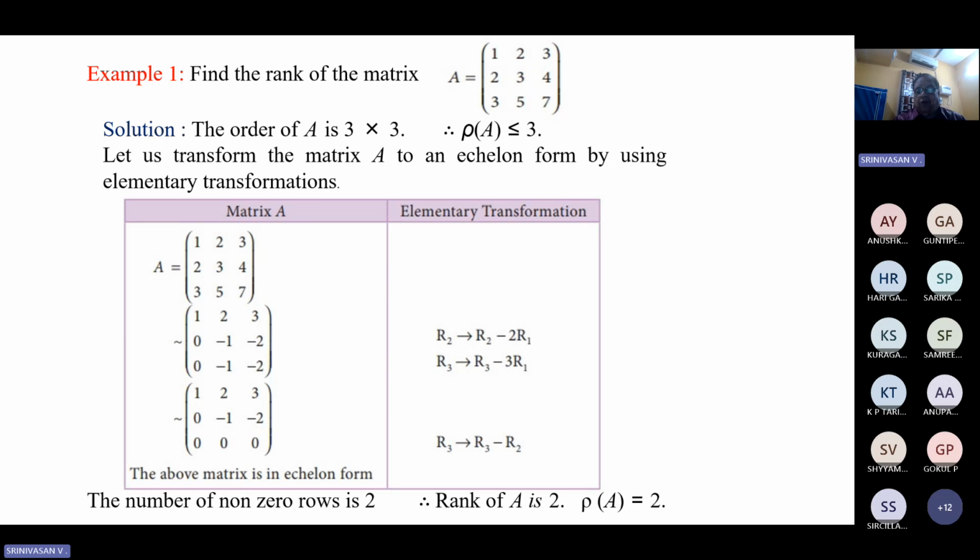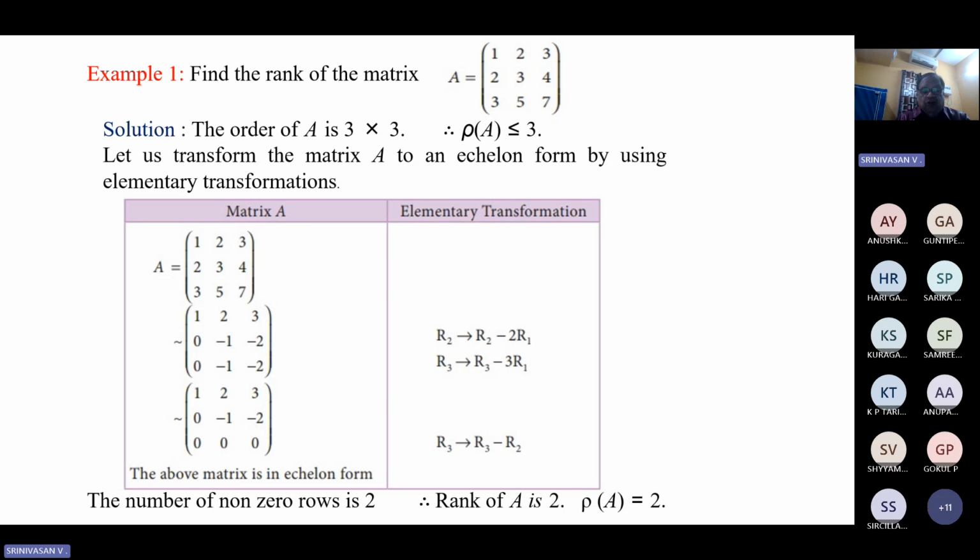In that case, how many non-zero rows are there? Can anyone answer? Two? I think it is 3. In that case, the rank will become 3. So it is not automatic. This element may be 0, may not be 0.